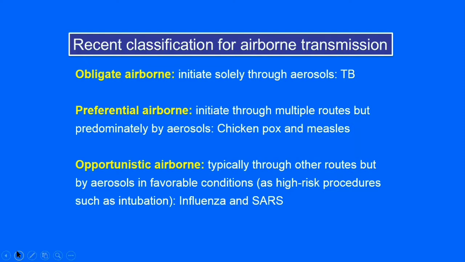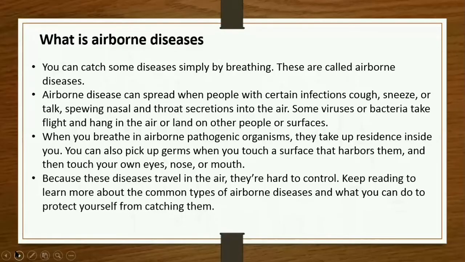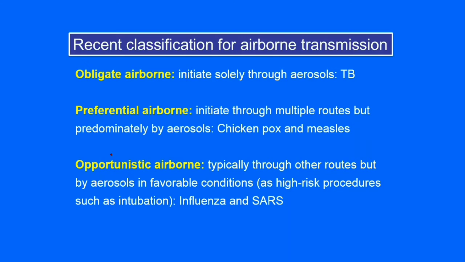what is the classification of airborne transmission? There are three classifications: obligate airborne transmission, preferential airborne transmission, and opportunistic airborne transmission. Obligate airborne transmission occurs through aerosols. An example is tuberculosis. Preferential airborne transmission is initiated through multiple routes but predominates by aerosols. Examples are chickenpox and measles. Opportunistic airborne transmission occurs through other routes but by aerosols in favorable conditions, such as high-risk procedures like intubation. Examples are influenza and SARS. These are the three classifications of airborne transmission.